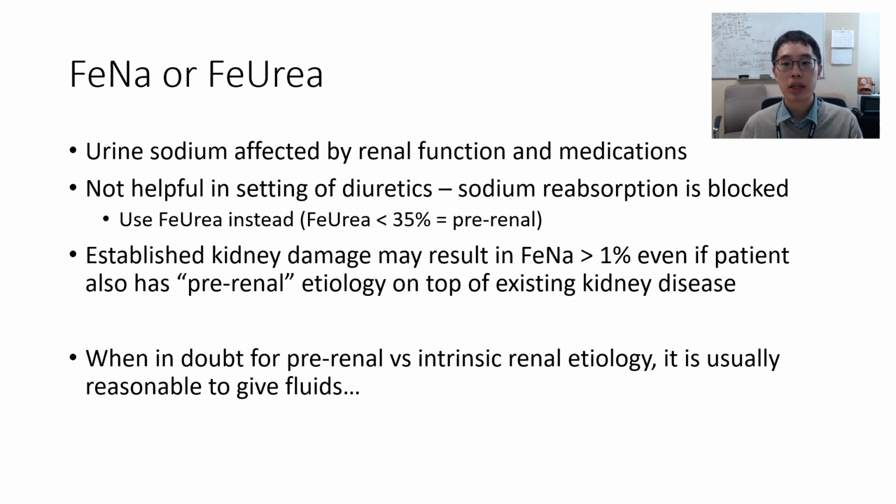There are some limitations to using FeNa equations, specifically when we are using diuretics, which can affect the sodium reabsorption of the tubules. In this case, you can use a fractional excretion of urea, which is the same calculation of FeNa except with urea substituted for sodium. Here the cutoff is 35%, so if the FeUrea is less than 35%, this would be suggestive of a pre-renal etiology, but if greater than 35%, this may be suggestive that there is some sort of intrinsic renal damage there.